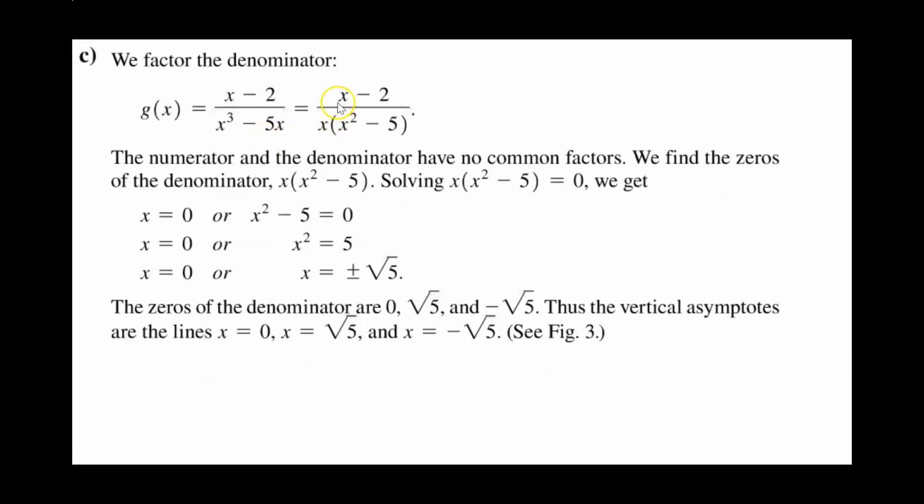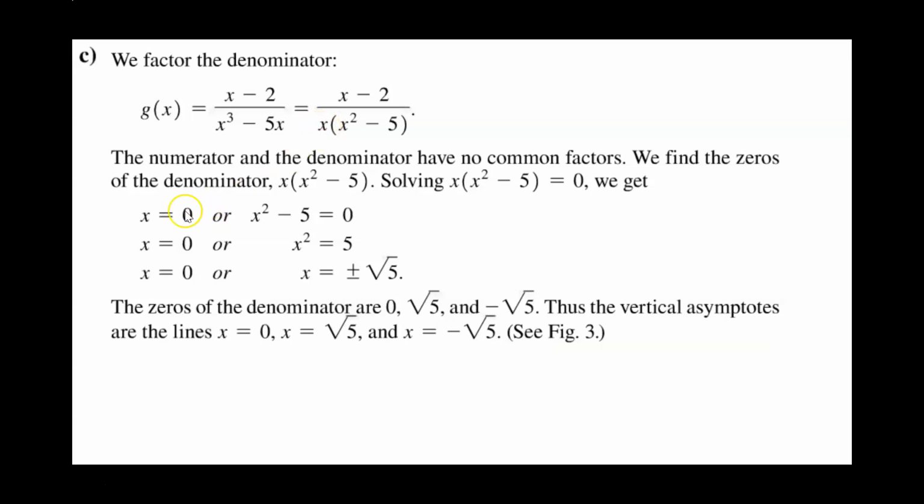Here, this is not a standalone x. It's with this -2. So don't make this mistake in thinking you can cancel these out and thinking there's going to be a hole at 0. It's not. So for this one here, we're going to set both of them equal to 0. So I set this equal to 0. Anything being multiplied together, you need to set equal to 0.